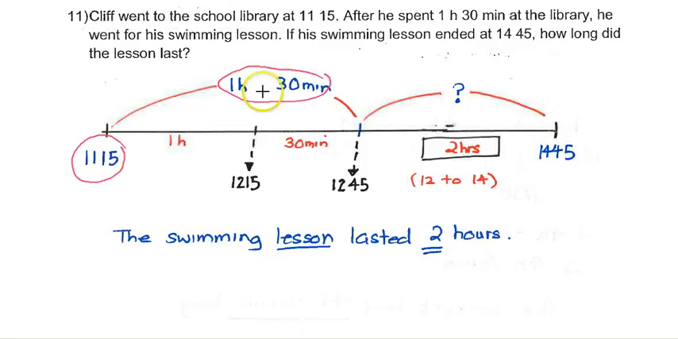So step one, what you need to do is from here find out this. After you find this out, you have a beginning time and the ending time for swimming: 12:45 to 14:45 is 2 hours. The question asked is how long did the lesson last? The swimming lesson lasted for 2 hours, which is this part from here to here.